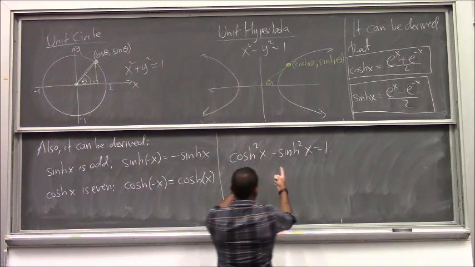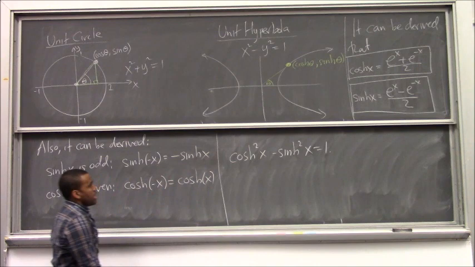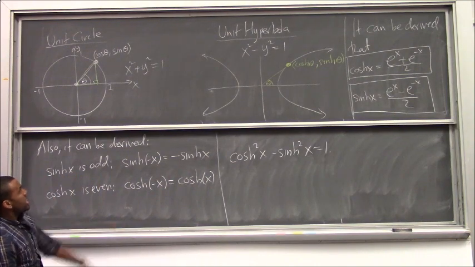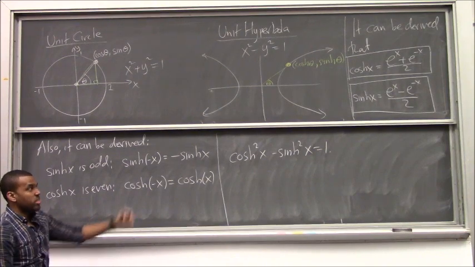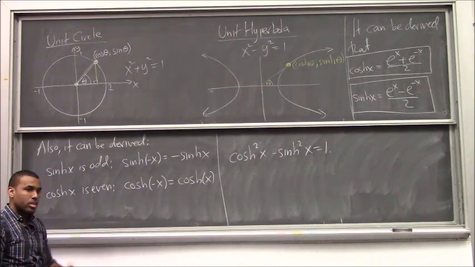But that's something that's going to be very useful. You're going to realize that there are cases where when you have the sum of squares, you're going to think of sine and cosine, but when you have the difference of squares, you're going to think of hyperbolic sine and cosine.